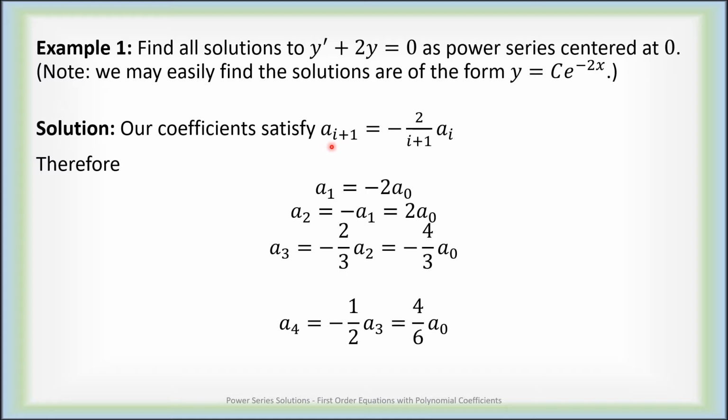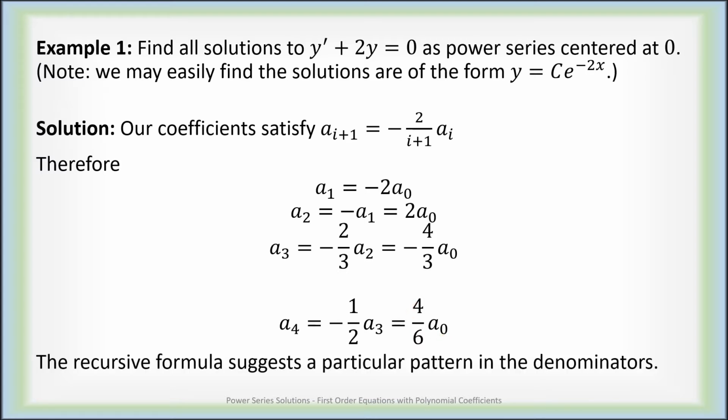If I let i equal 3, a_4 is negative 2 over 4, or negative 1/2, a_3. Since we just determined a_3 to be negative 4/3 a_0, I plug that in here for a_3. The negatives cancel. We get 1/2 times 4/3, or 4/6 times a_0. So we're ending up with a nice formula being suggested by this pattern.